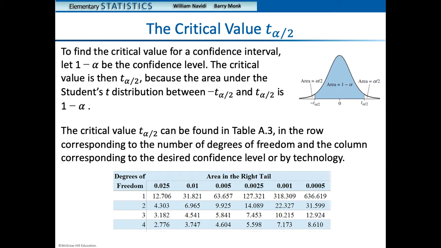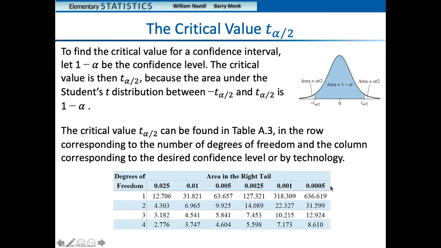So instead of using the letter z to represent the random variable, we use the letter t, right? So t alpha over 2 has an area of alpha over 2 to the right. Negative t alpha over 2 has an area of alpha over 2 to the left. 1 minus alpha is the area in the middle, and that is the area that corresponds to our desired level of confidence. I'm just going to flip over real quick.